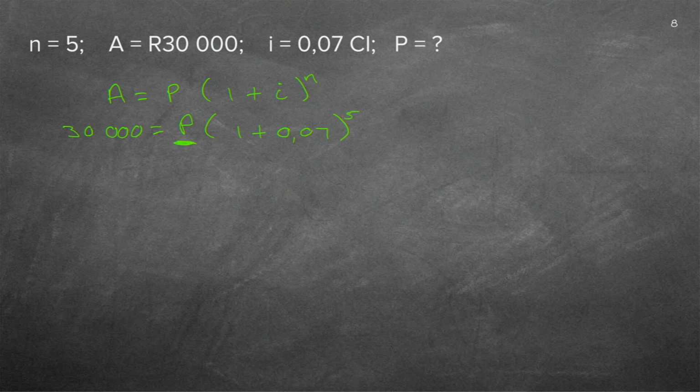Okay, what do I want? The P. So all this stuff with the P, I do not want there. It's being times by the P. That's what the bracket means. So I must divide by that whole big fat bracket. So I'm going to take it to the 30,000, and I'm going to divide both sides by 1 plus 0.07 to the power of 5. So it will disappear on the right-hand side. You'll have nicely your P all on its own.